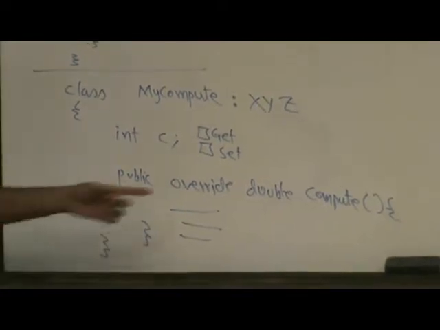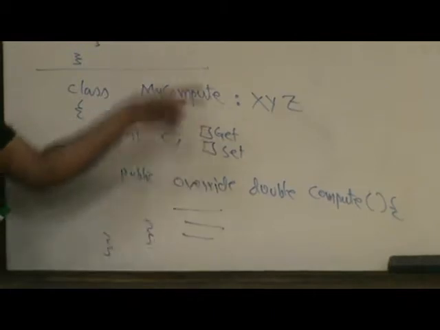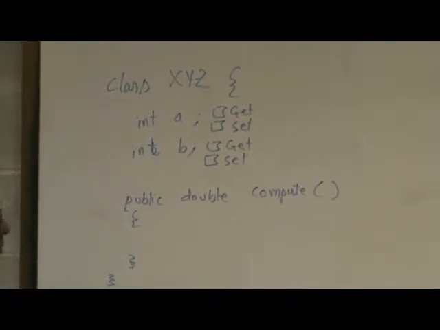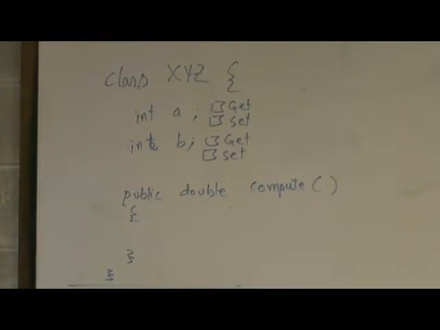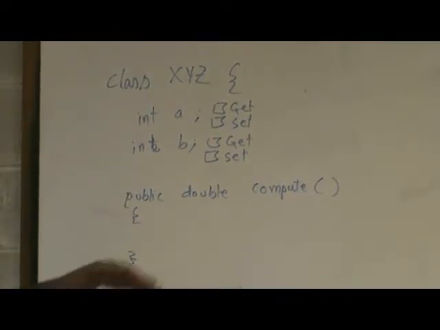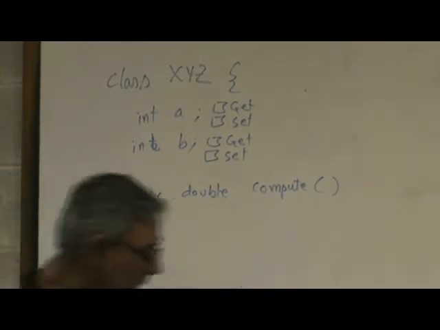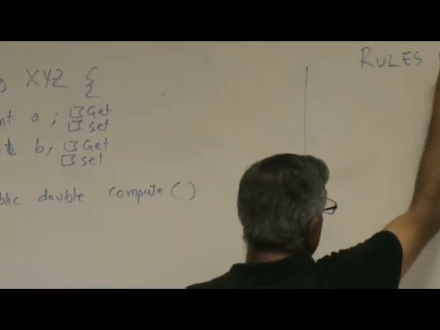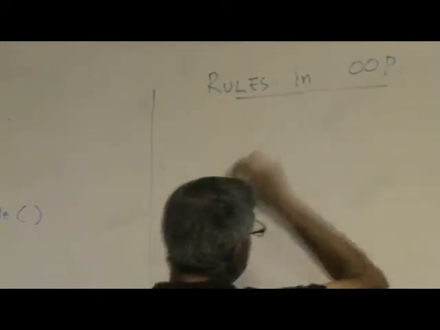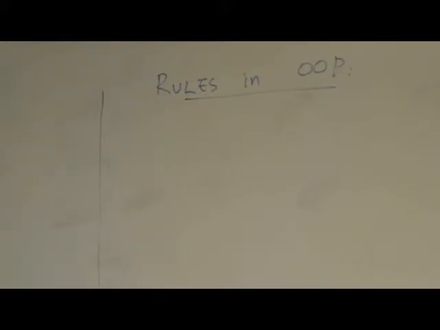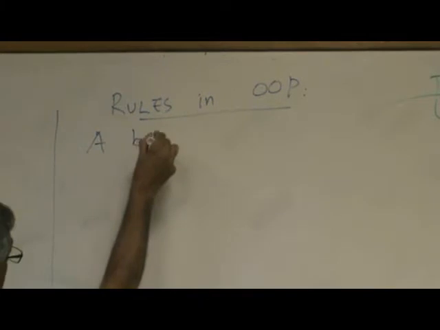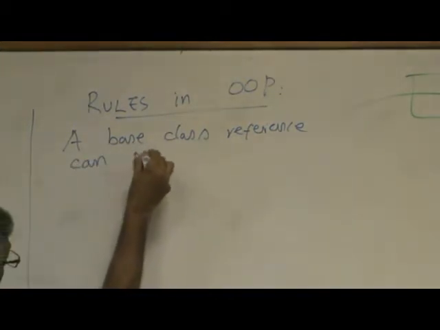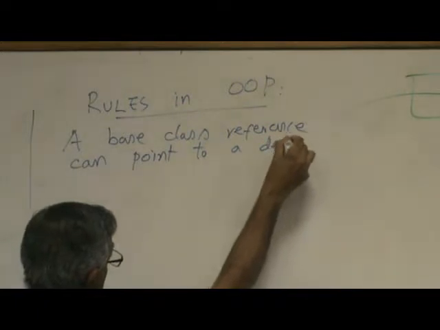The warning will be, because we are using an override, and over here, remember it hasn't given the permission to override, right? So it will still run, but it will give you a warning. So let's try to understand again what that warning is and why we need this virtual. One of the rules in object-oriented programming, for all object-oriented languages, C++, Java, C#, and so on, is that a base class reference can point to a derived class object.